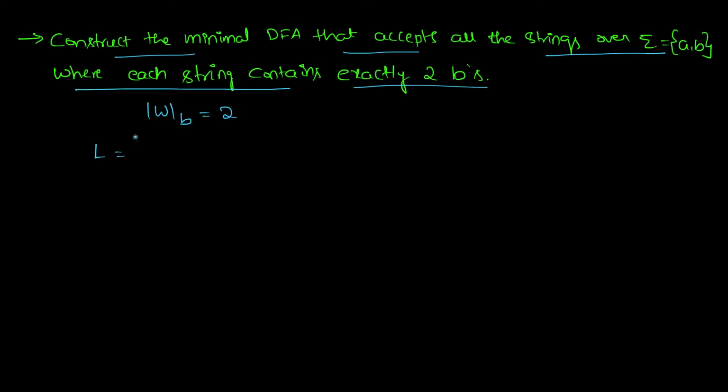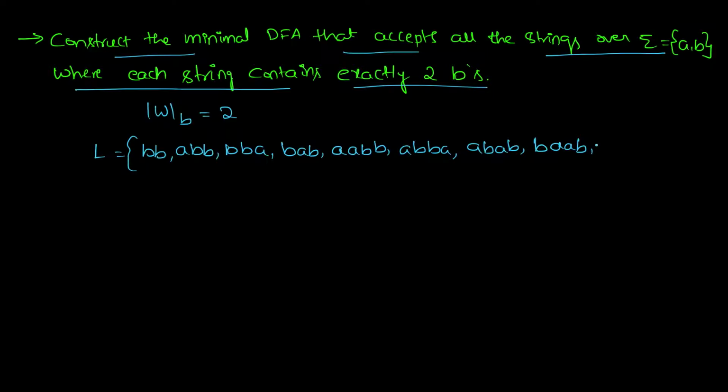Let's see what all the strings in the language are. The minimal string BB, ABB, BBA, BAB, AABB, ABBA, ABAB, BAAB, BBAA, and so on. In each string there should be exactly 2 B's.